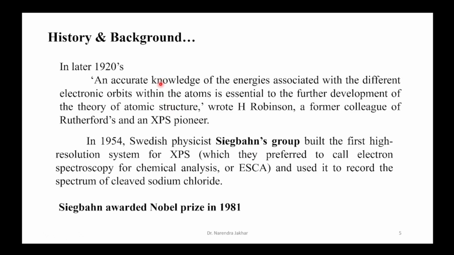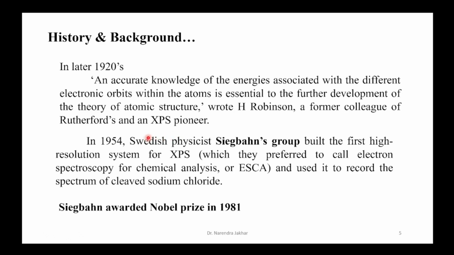In the later 1920s, H. Robinson, a former colleague of Rutherford's and an XPS pioneer, wrote that an accurate knowledge of the energies associated with the different electronic orbits within the atoms is essential to the further development of the theory of atomic structure. So in the 1920s, Robinson claimed that having the idea of the energies associated with the different electronic orbits will provide us more tools to peep into the atomic structures. We are still using this. So Robinson was the XPS pioneer.